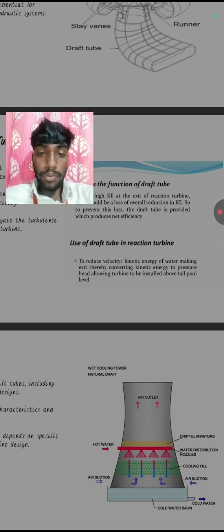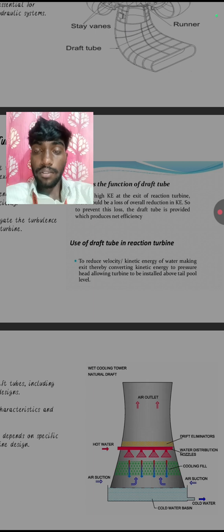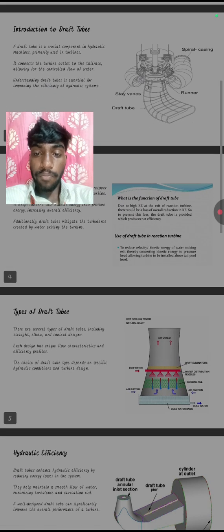The use of a draft tube in a reaction turbine is to reduce the velocity or kinetic energy of the water at exit. While at the exit, the water leaving will have some velocity or kinetic energy. To reduce that is the main function of a draft tube, because it converts the kinetic energy into pressure energy, allowing the turbine to be installed above the tail pool level.